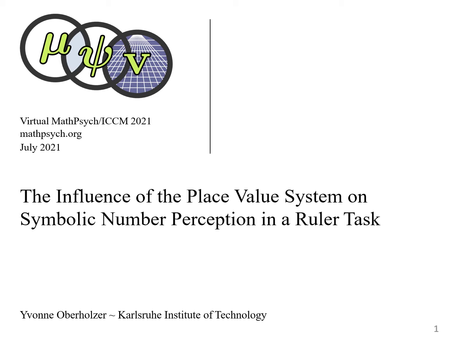I will talk about the influence of the place value system on symbolic number perception in a ruler task. I will start with explaining some background on number perception, then go over to identify the problem of non-correspondence between symbolic and non-symbolic numbers, and then discuss a modeling approach that provides a solution to the identified problem.